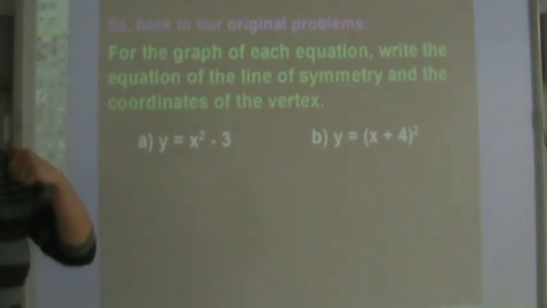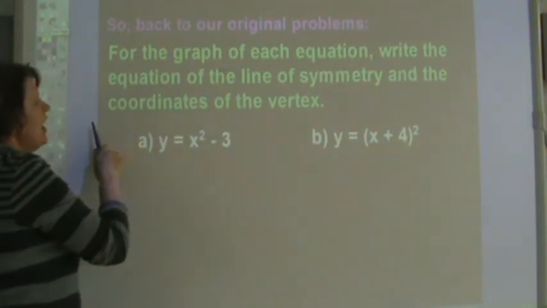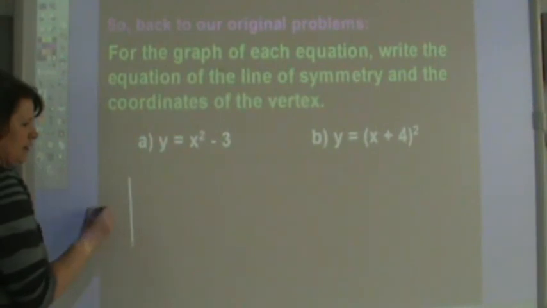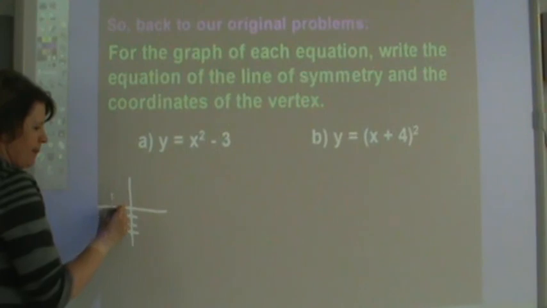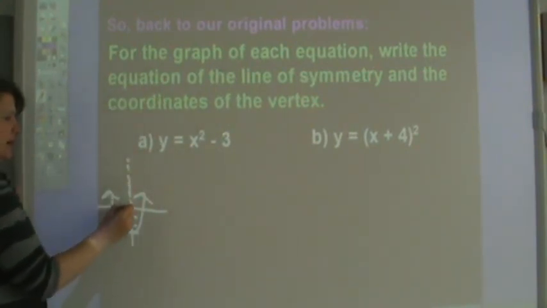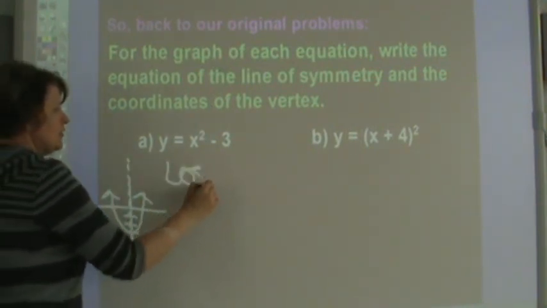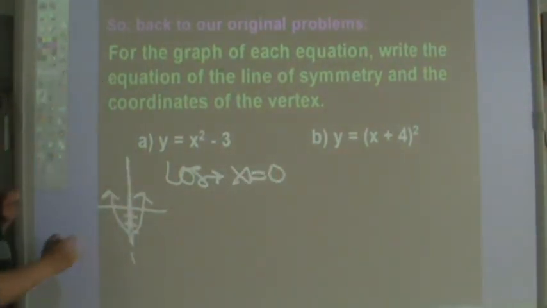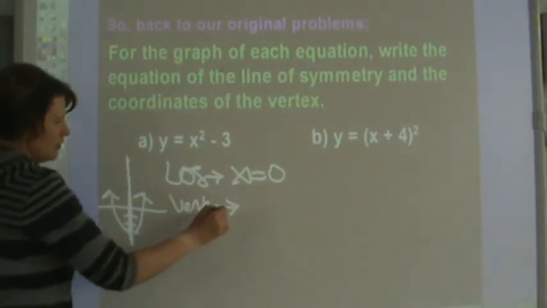Okay, so let's go back to our original problem, which said for the graph of each equation, write the equation of the line of symmetry and the coordinates of the vertex. Okay, so we just have to picture what this looks like. Well, we know this one opens upward and the vertex is down 3. Okay, so it's asking, what's the equation of the line of symmetry? Line of symmetry is right here. So line of symmetry would be x equals 0. It's right here. And our vertex would be right here. So 0, negative 3.